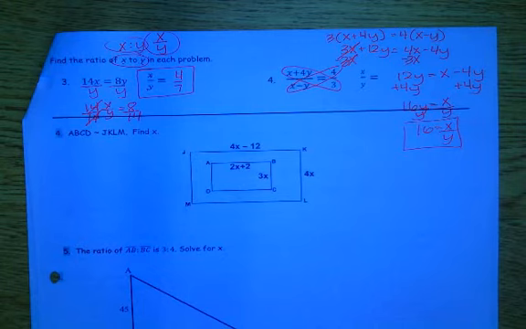Okay. Number 4, ABCD is similar to JKLM. Find x. Because they're similar, what two things stand true? The sides are proportional and the angles are congruent. So if the sides are proportional, okay, what is true? How could I set up my proportion?